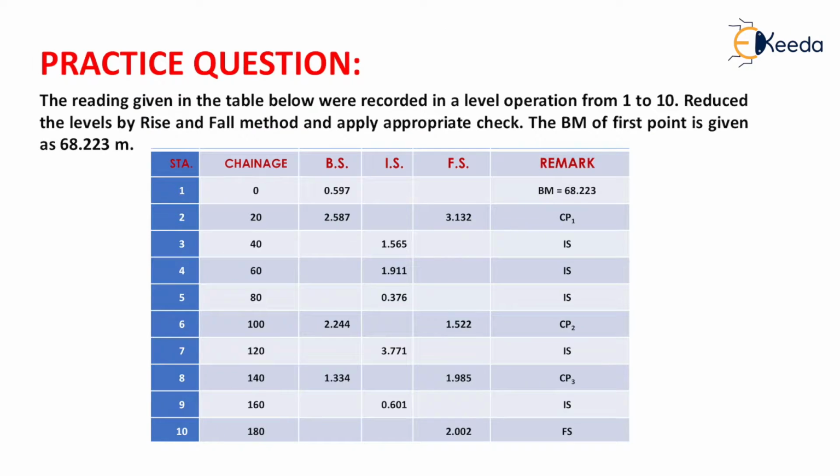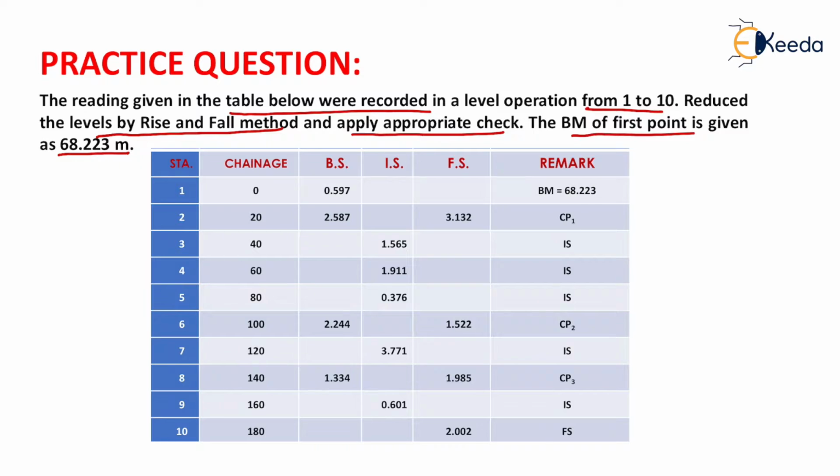The question is given as: readings given in the table below were recorded in a level operation from 1 to 10. Reduce the level by the rise and fall method and apply the appropriate check. The benchmark of the first point is given as 68.223 meter, that is the RL of the benchmark.